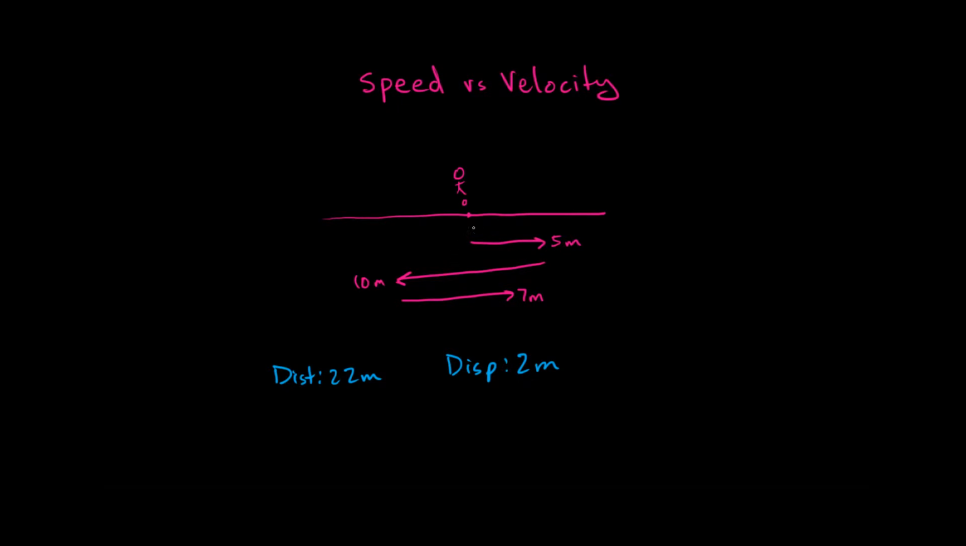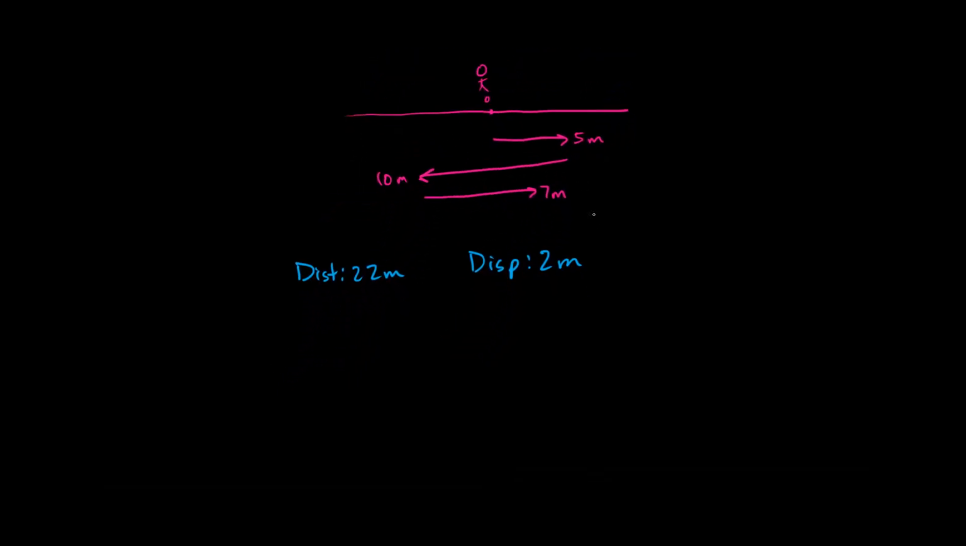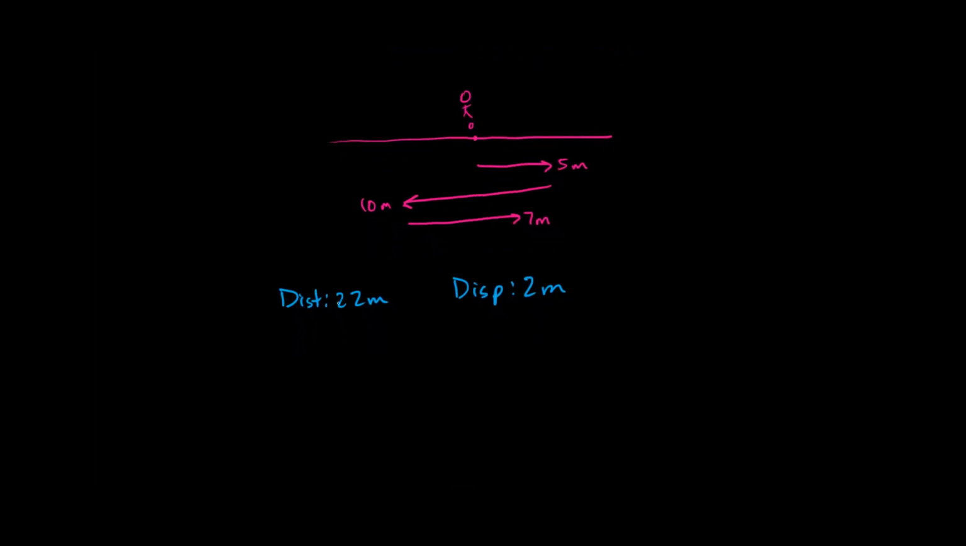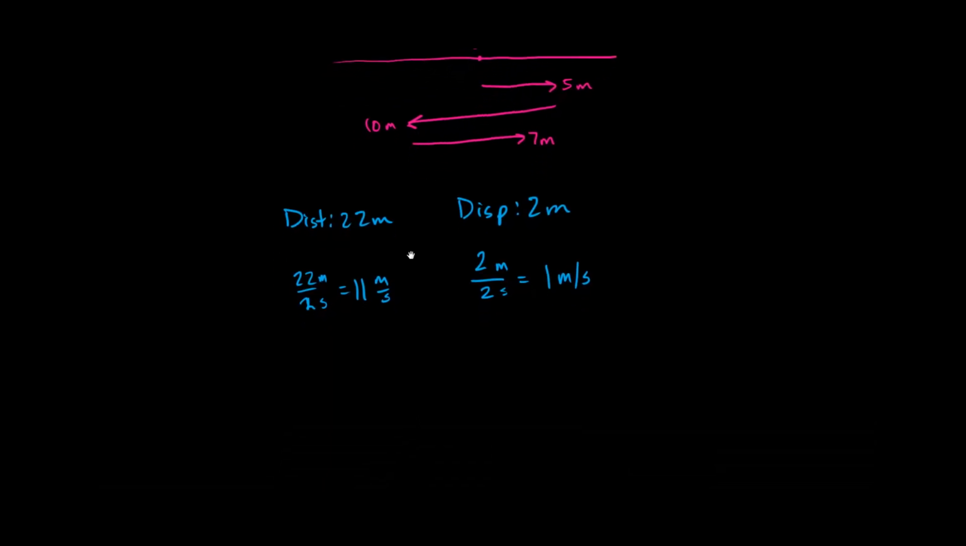So let's say it took me 2 seconds to travel all this distance, and I know that's really fast, but let's say I was running really quickly. So how fast was I going? Well, if I do distance divided by time here, I get 22 meters divided by 2 seconds, which gives me 11 meters per second. And if I do my displacement divided by time, I get 2 meters divided by 2 seconds, and I get 1 meter per second. Okay, well, which one of these is correct?